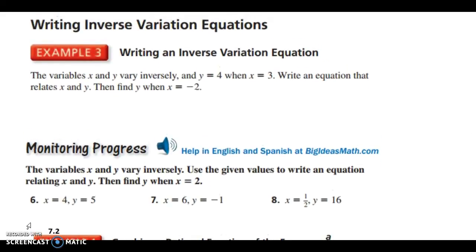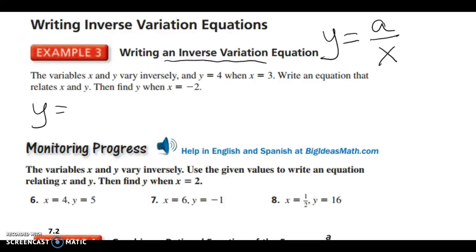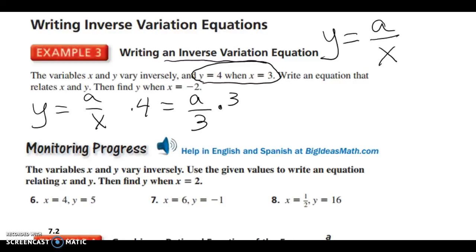Finally, we're going to move to example 3. We're now going to write the equation. They want us to practice writing inverse variation. So again, our general equation for inverse, we have y equals the constant a over x. So let's start with our equation, y equals a over x. They tell us some data to help us solve for a. If y is 4 and x is 3, we can now figure out a by plugging those numbers in. So 4 equals a over 3. Solve for a by multiplying both sides by 3, and we can see a will equal 12.